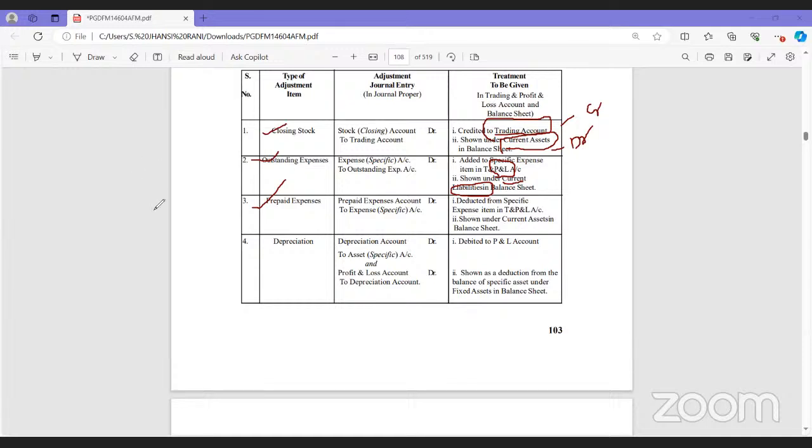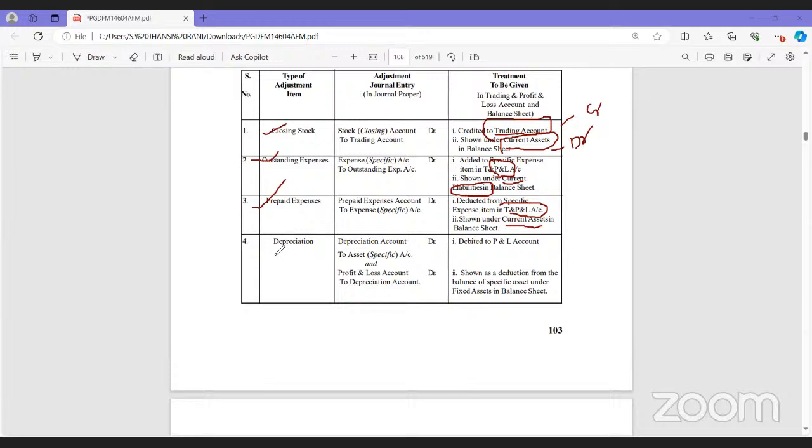That is the reason we are deducting. So whenever there is a prepaid expenditure, we will deduct it from the respective expenditure. Again, it will be trading account or profit and loss account. For prepaid expenses, the first effect is we deduct from the respective expenditure, and the other effect is we write it on the balance sheet asset side. That is current assets.